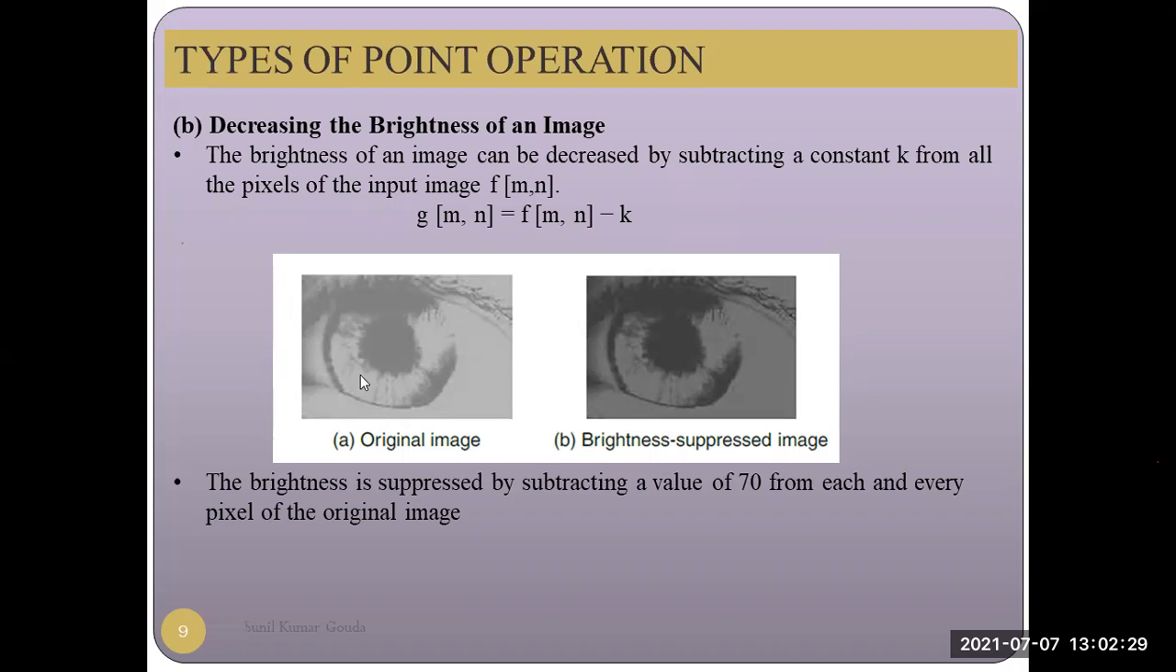Now this is my original image and this is the enhanced image. Here we have decreased the brightness. The value of k we have taken as 7. So I'll stop here, class, and we'll continue in the next class.